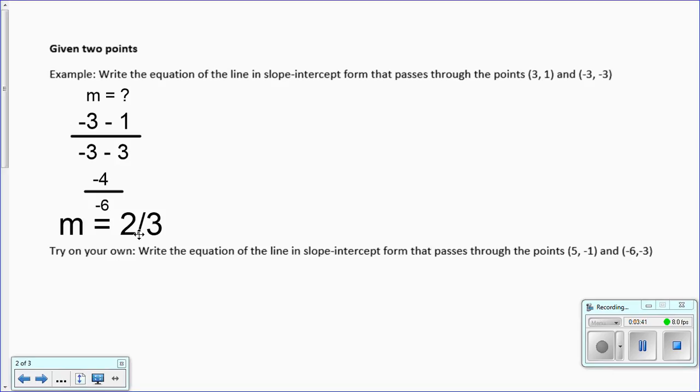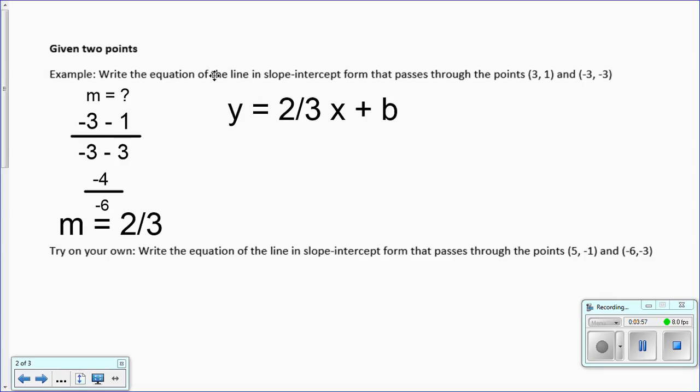Now I can do it again. Now that I have a slope and I have 2 points, I can just pick one. I can either plug that into the equation to find the y-intercept and get my equation that way, or I can use point slope form. So I'll show you both ways here.